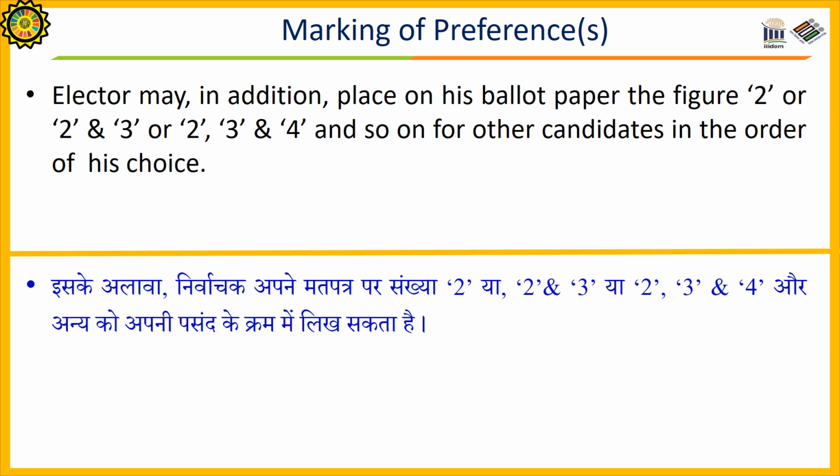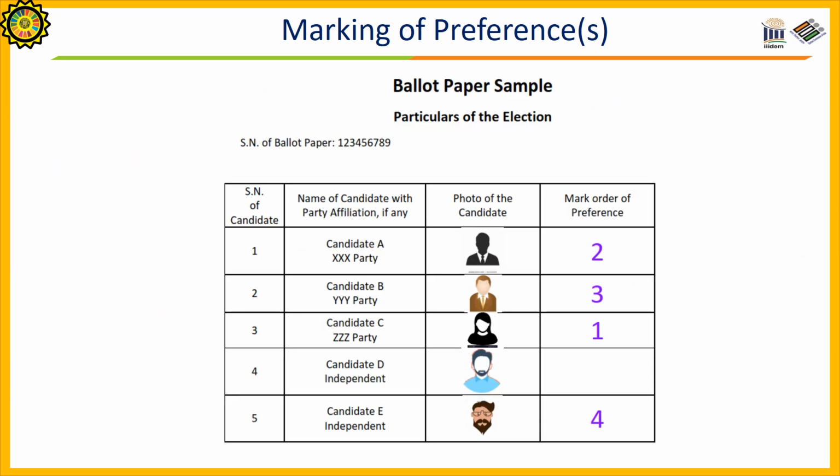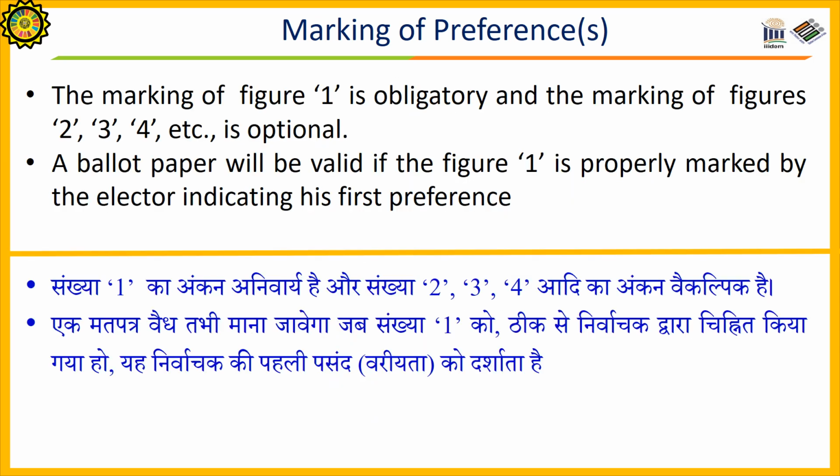Elector may in addition place on his ballot paper the figure 2, or 2 and 3, or 2, 3 and 4, and so on for other candidates in the order of his choice. The marking of figure 1 is obligatory and the marking of figures 2, 3, 4, etc. is optional. A ballot paper will be valid if the figure 1 is properly marked by the elector indicating his first preference.